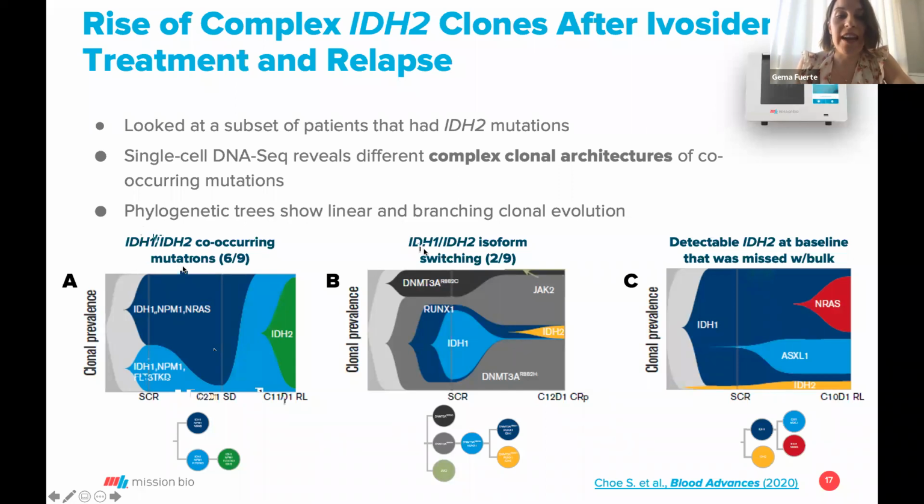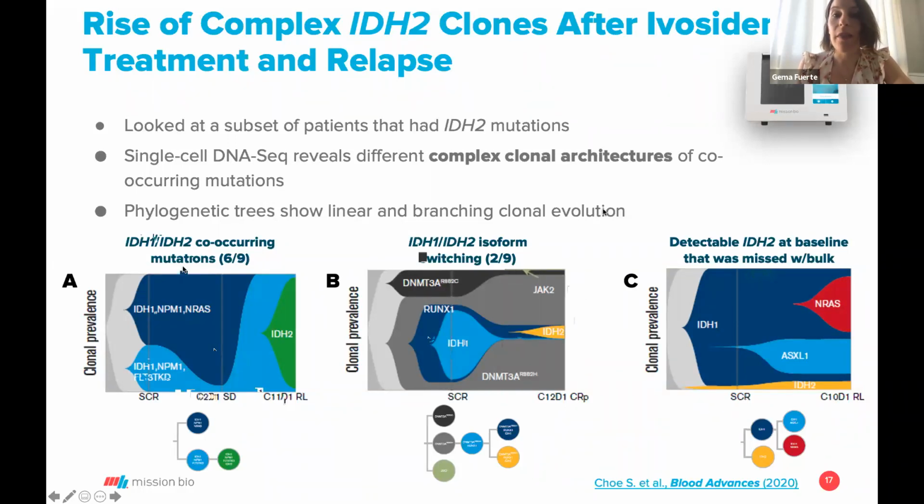Another interesting scenario is something called isoform switching. Here we see IDH1 is present at time point 1, but then disappears or almost disappears at time point 2, where IDH2 arises. So IDH2 is just being acquired while IDH1 is disappearing. This is another mechanism of resistance to this drug, and this happens in 2 out of 9 patients.